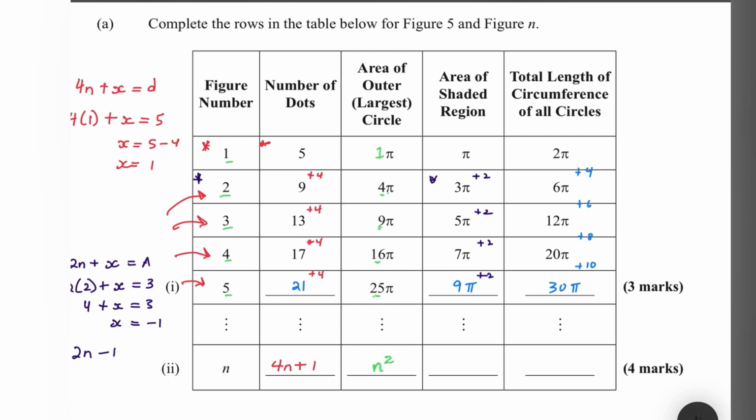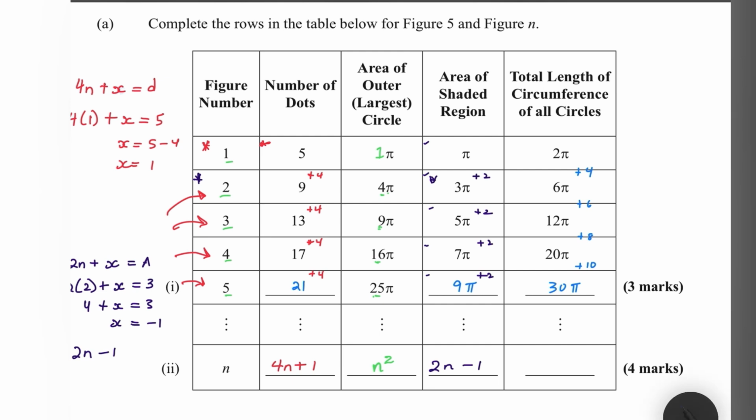If n is 1, 2 times 1 is 2, minus 1 is 1, so it works for here. If n is 2, 2 times 2 minus 1 is 3. If n is 3, that will be 2 times 3, which is 6, take away 1 is 5, so it works there. 2 times 4 is 8, and 8 take away 1 is 7. It works here. And then 2 times 5 is 10, and 10 take away 1 is 9. So it does work, and therefore I can generalize the rule as 2n minus 1.